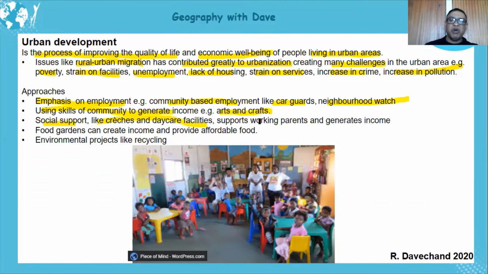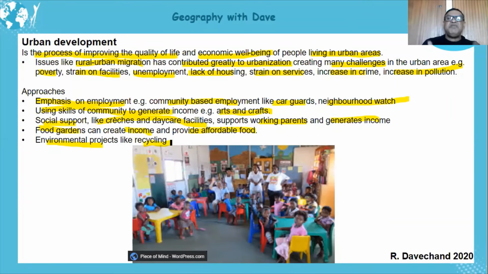I'm going to call this social support, which are like creches and daycare facilities. Okay, it supports working parents who have nowhere else to go, costs are better, and it also generates income. Food gardens can create income, because people sometimes sell it, and provide affordable food. You know, because later on you'll learn in grade 12 about small-scale farming also. It can do all that. And of course, environmental projects like recycling, which will help the environment. Plus, on the other hand, people will earn money.